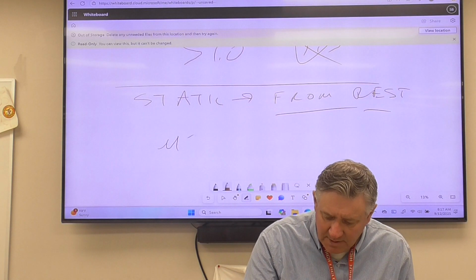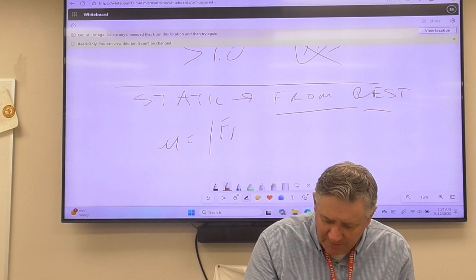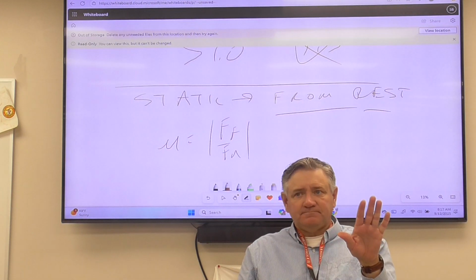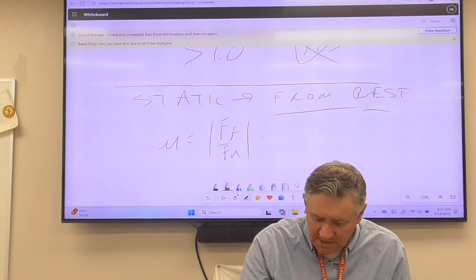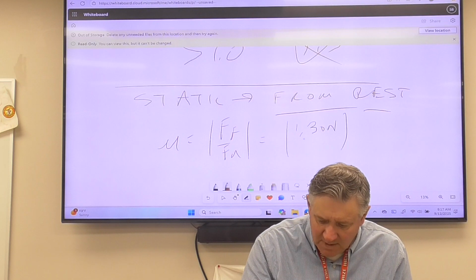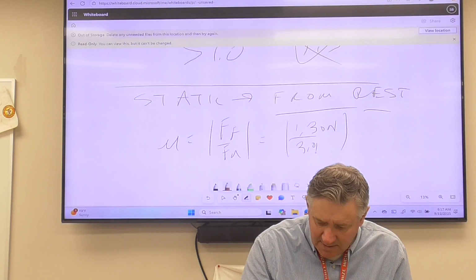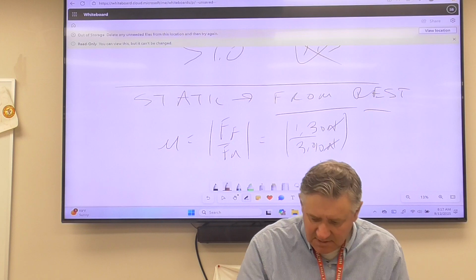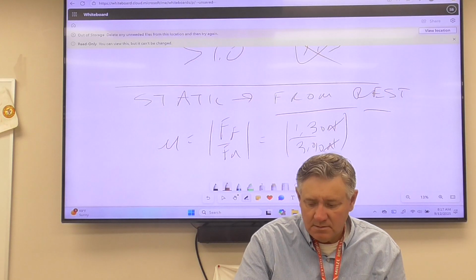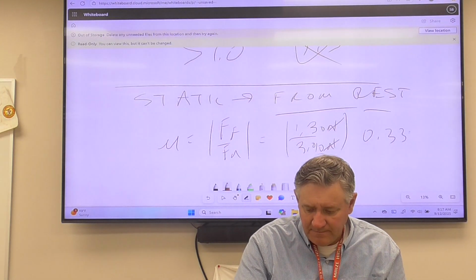So, to calculate the coefficient of static friction, it's the exact same idea. It's still mu equaling the absolute value of force friction over force normal. Same idea, okay? The only difference here is that now I'm going to take 1.30 newtons and still divide it by 3.90 newtons. So you do that, divide it out, what do you get? 3, repeating. So 0.333.